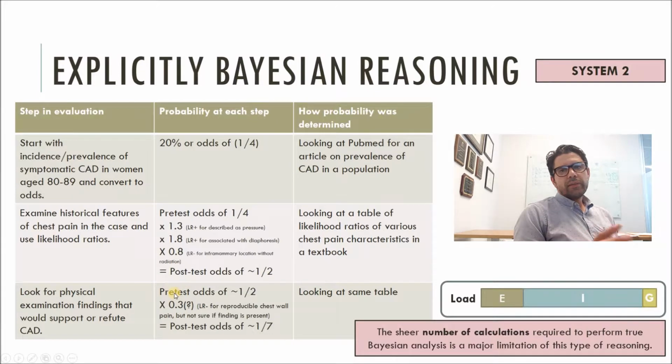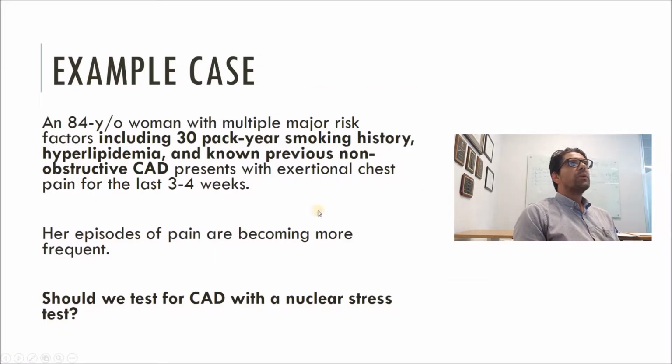And even if you take my uncertainty aside, you'd recognize that this type of reasoning has a very high intrinsic load. The sheer number of calculations that are required to perform true Bayesian analysis is a major limitation to using this type of reasoning practically, right? So while this is helpful, this is by the book, this helps me firmly establish disease probabilities, it is very labor intensive. So what if I took a different approach?